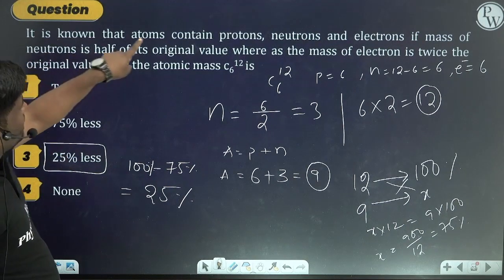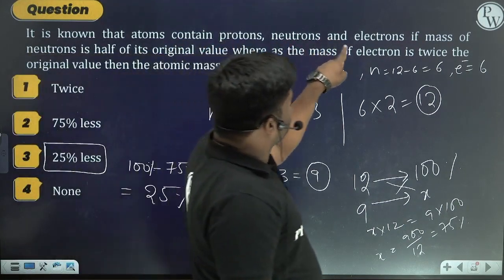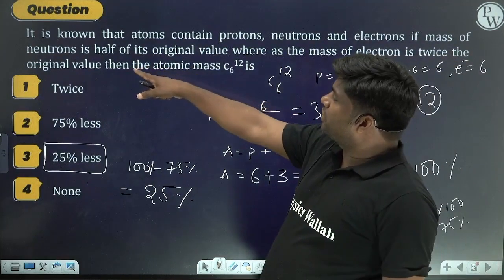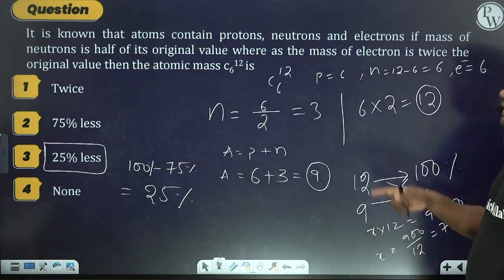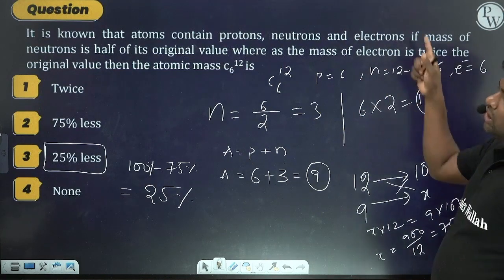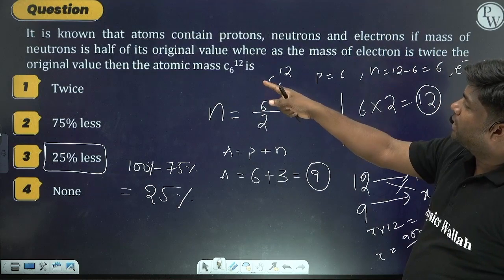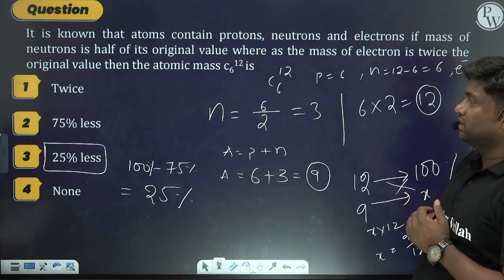It is known that atoms contain protons, neutrons and electrons. If mass of a neutron is half of its original value, whereas the mass of electron is twice the original value, then what happens to the atomic number or atomic mass, he is asking.